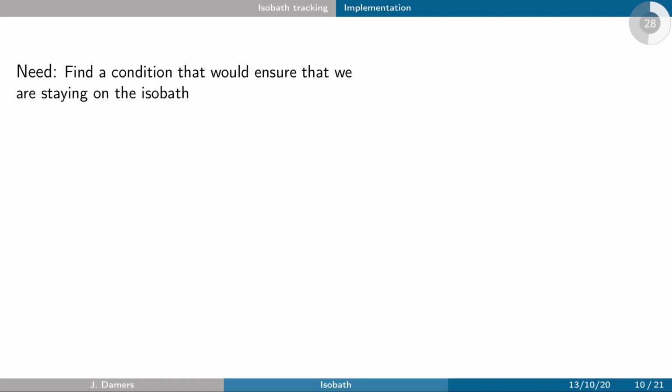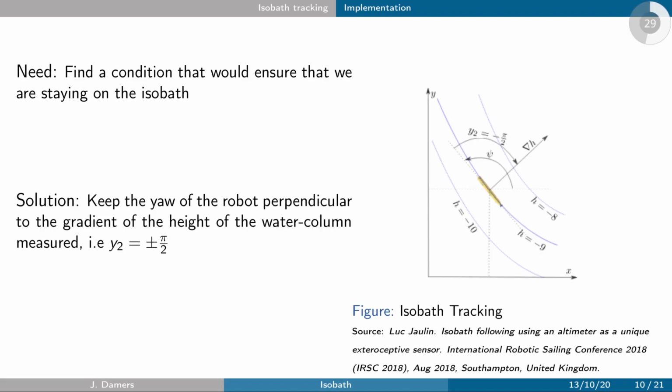And we need to find a condition that would ensure that we are staying on the isobath we want. And for this, we need to keep the yaw of the robot perpendicular to the gradient of the height of the water column measured. Because here, if we stay on this line, which is one isobath at 9 meters depth, the water column height stays the same along this line. And so the gradient will be always perpendicular to it.